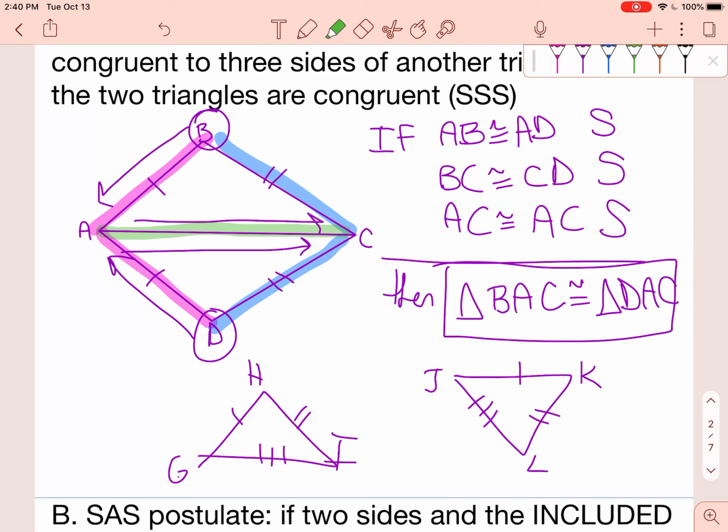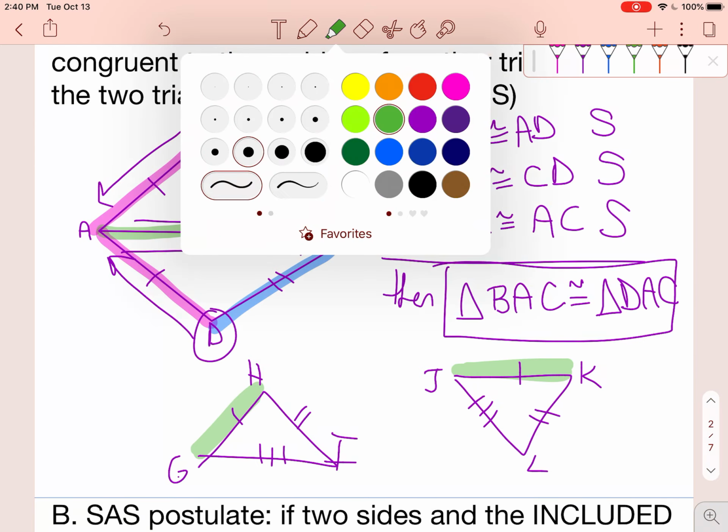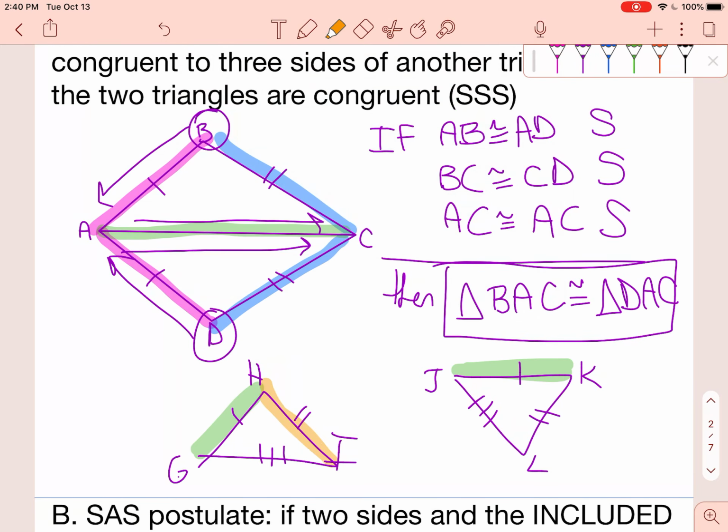Again, what I usually like to do to match them up is I use these highlighters all the time. So if you notice the 1 tick mark, I colored green, the 2 tick marks, I colored orange, and the 3 tick marks, I colored pink. So you can actually see how this was rotated to fit on top of each other. So it's easy for you to see that triangle GHI would be congruent. I started at G, so I have to start at J.